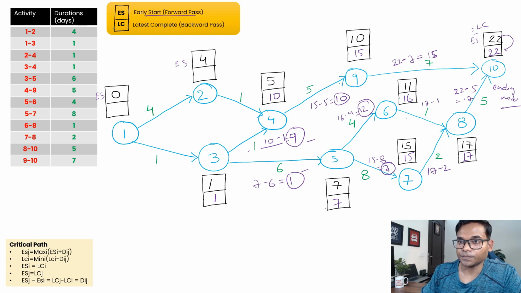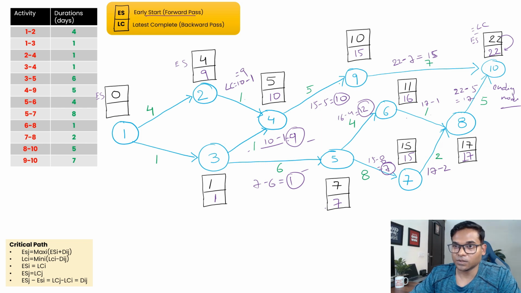And then for node 1, again there are 2 rows coming. One is coming from 2 to 1, another 3 to 1. To solve 2 to 1, we need the LC for this node 2. Again we will apply the same formula. 10 is the last LC calculation, so LC equals 10. Duration is this, so minus 1, which is your 9. So 9 is your LC here.